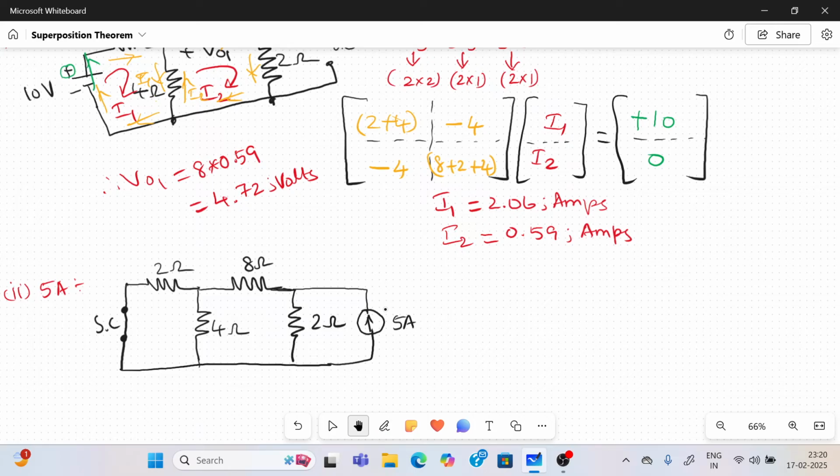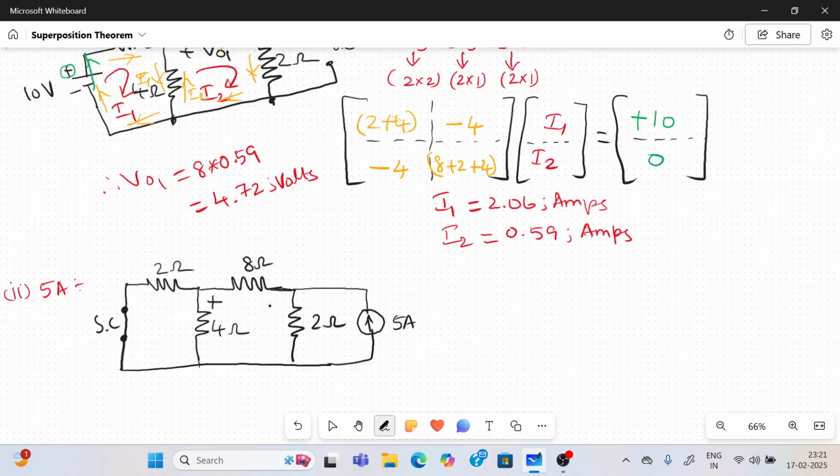So how to draw the circuit now? I want to keep the 5 amps, and the 10 volt will be removed. The 10 volt is the voltage source. How to remove the voltage source? The voltage source is removed by short circuit. The remaining 2 ohm, 4 ohm, 8 ohm stay as they are.